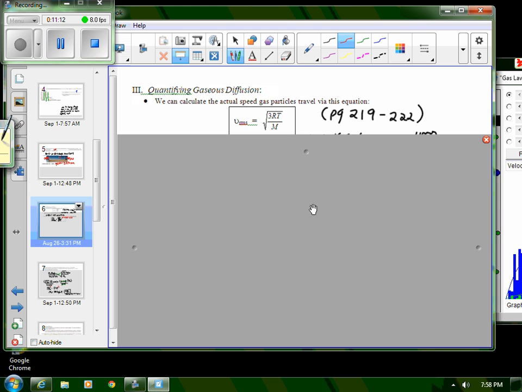First of all, if you wanted to, and you probably don't, you could calculate the actual speed that gas particles travel. You could use this formula, which is kind of weird looking, and if you refer to pages 219 to 222, it explains exactly how it got derived. You use a little bit of Pivner, some physics, and combine a couple of equations. The weird thing is the molar mass has to be in kilograms, and R is not the normal R, but a different R. But nonetheless, you could solve for the actual speed that gas particles travel.